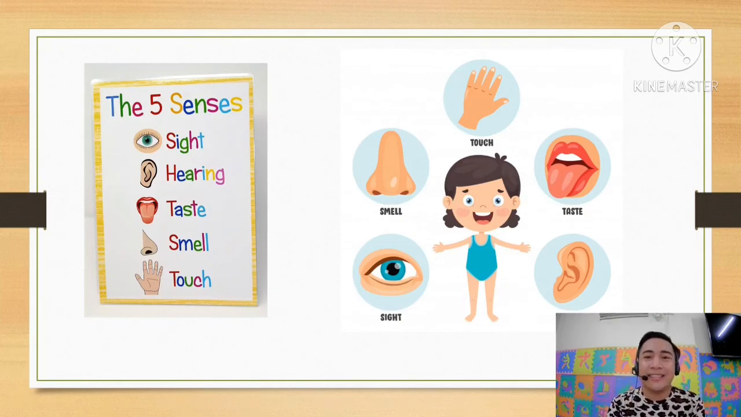Now let's read about the five senses. Number one, the sense of sight. Number two, the sense of hearing. Number three, the sense of taste. Number four, the sense of smell. Number five, the sense of touch.